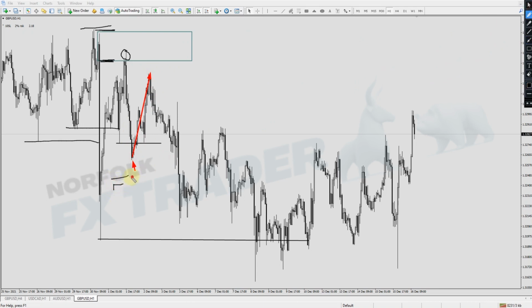This is our first support area right here. This low in the market. So this is our first profit target. Now our second profit target on this occasion is going to be this low.